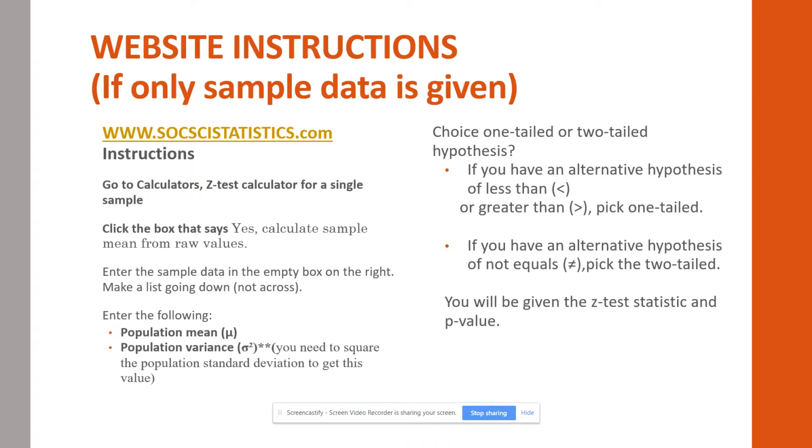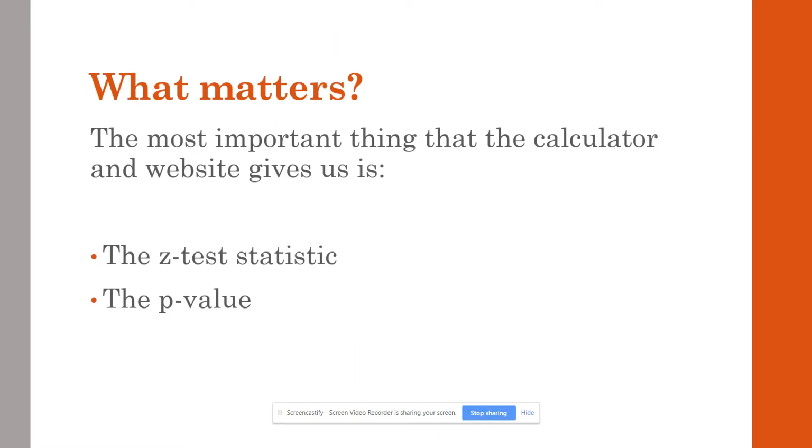Choose one-tailed or two-tailed. Again, if you have a less than or a greater than in your alternative, it's a one-tailed. If your alternative hypothesis is not equals, pick the two-tailed. You'll be given a z-test statistic and a p-value. So what matters in both of these, the calculator and the website, is that they give you the z-test statistic and the p-value. That is what is really important for us to make decisions.